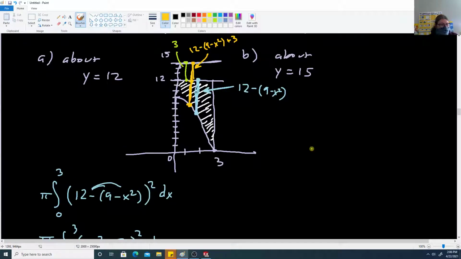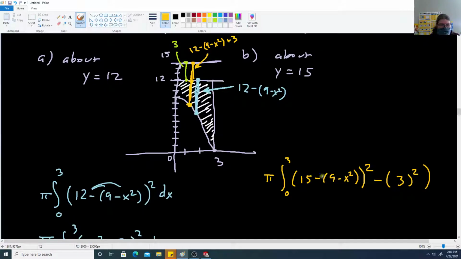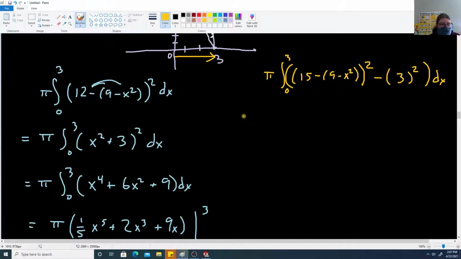Okay, so let's write out the integral over here. It'll be pi times integral 0 to 3. The outer radius will be this one. I'm going to do 12 plus 3 is 15, so that'll be 15 minus 9 minus x squared whole bit squared minus the inner radius, which will be 3, so that'll be minus 3 squared. This will be dx, so we're still integrating with respect to x, because we're going from 0 up to 3 along the x's. So let's algebraically start simplifying stuff.